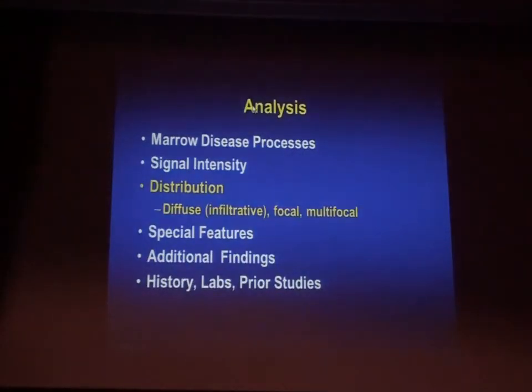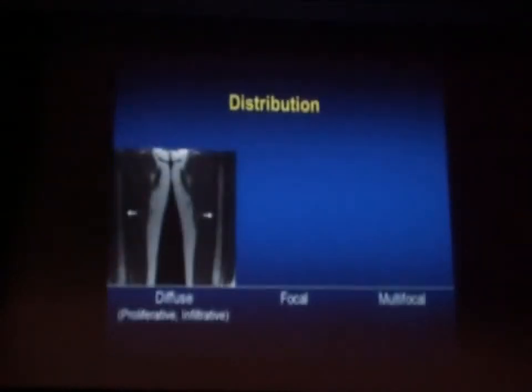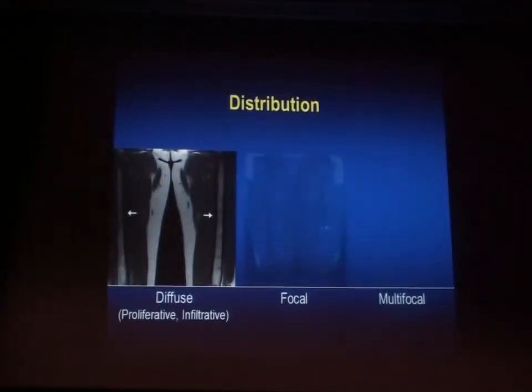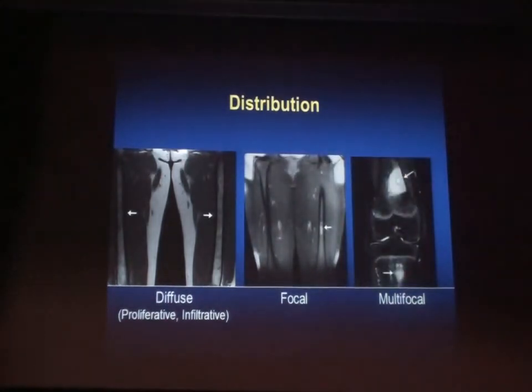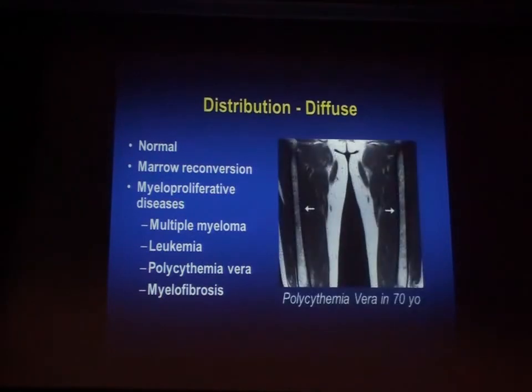All right, so we looked at signal intensity. The other way people approach these marrow processes is in terms of distribution. Is the process diffuse? Is it focal, or is it multifocal? And here we have an example of each of these: diffuse, focal, and multifocal. And so certain processes tend to be one or the other. Diffuse marrow processes could be the normal patterns we were looking at the very beginning, the marrow reconversion process in response to hypoxia, or the myeloproliferative diseases originating within the marrow. And this is an example of somebody with polycythemia vera.